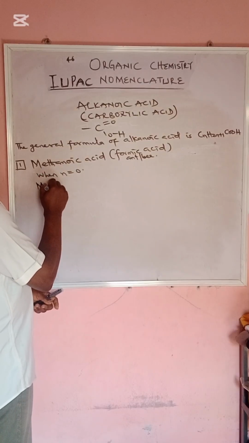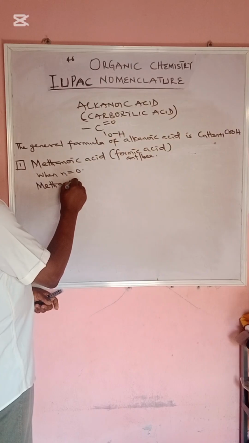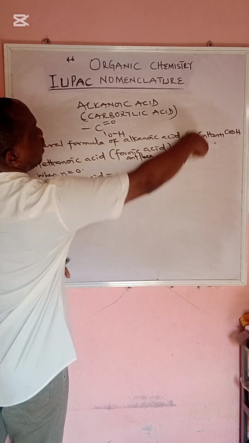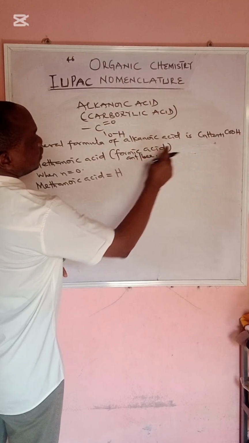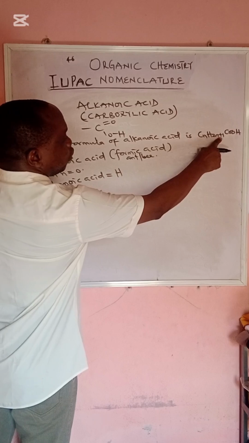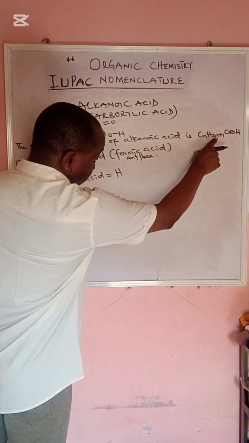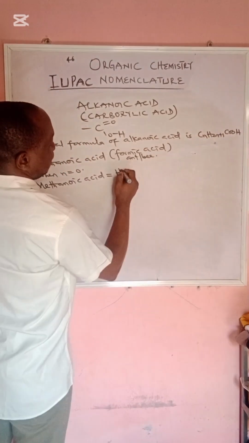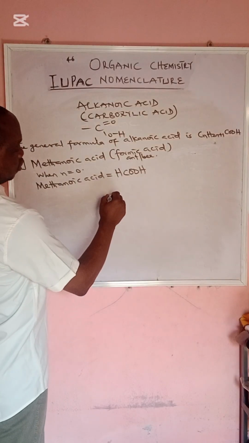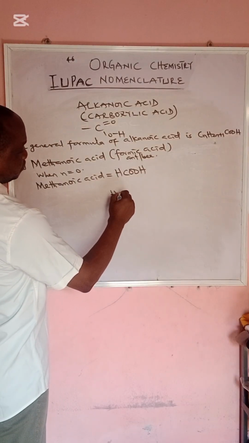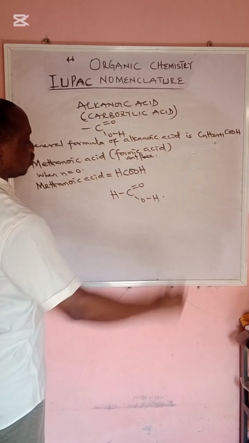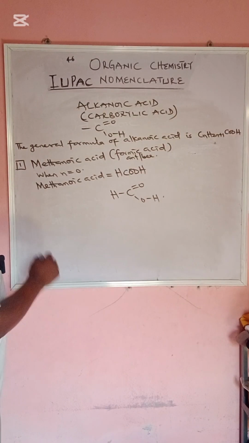So methanoic acid will now be: the n is 0, so it remains H. 2 times 0 plus 1, 2 times 0 is 0, plus 1 is 1. Then HCOOH. Please take note of that. So structurally, you have H-C double bond O, OH. That is the structure of methanoic acid.